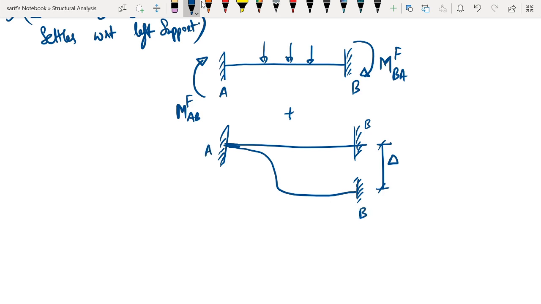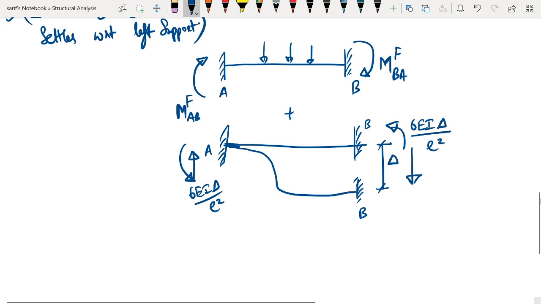And as you know, when settlement is occurring, this will be the reaction in the downward direction. The reaction here will be in the upward direction, and the reactions are producing a clockwise moment. So the moments are going to be anti-clockwise. Magnitude is 6 EI delta by L square. Similarly here also the moment will be 6 EI delta by L square. So this is the second case. We have introduced the support settlement.